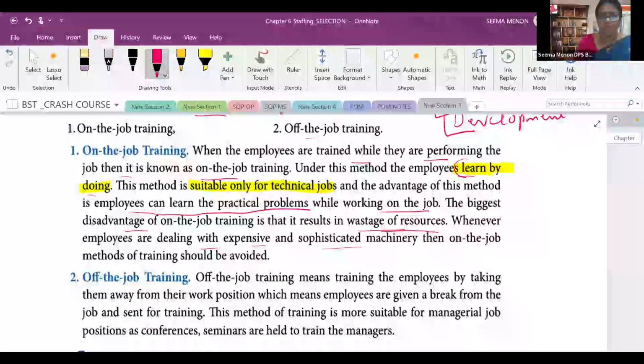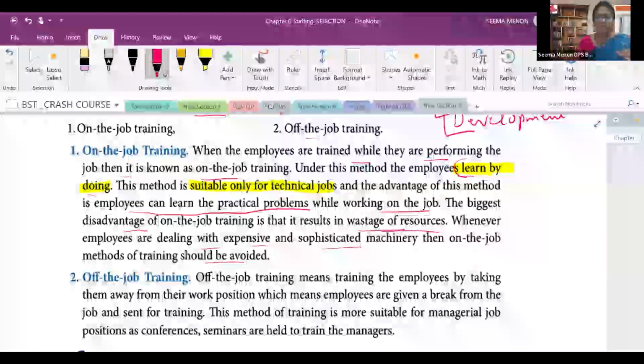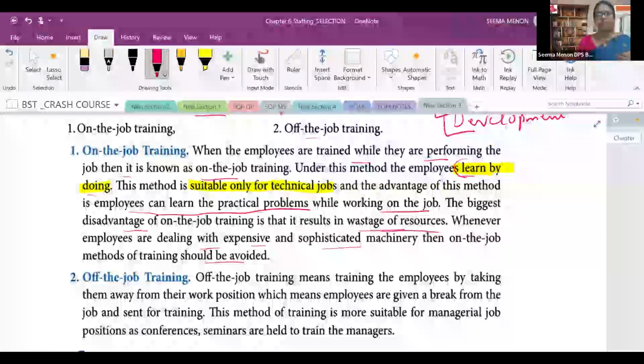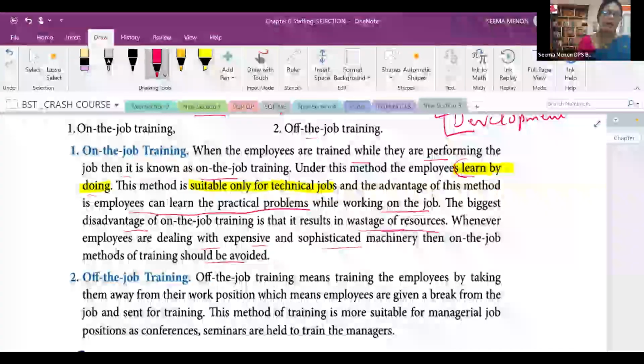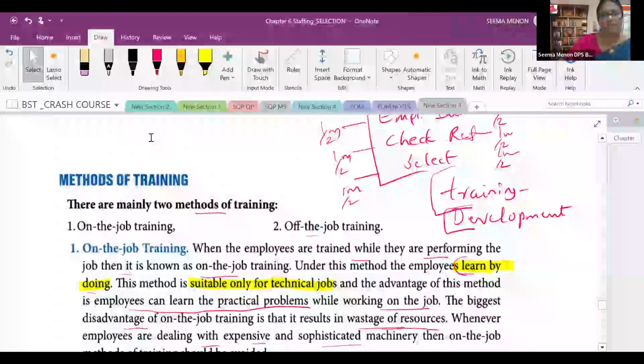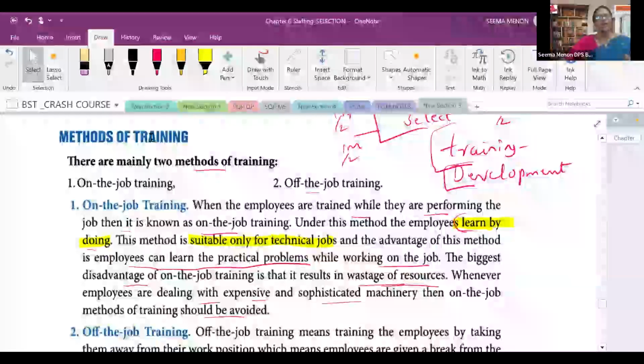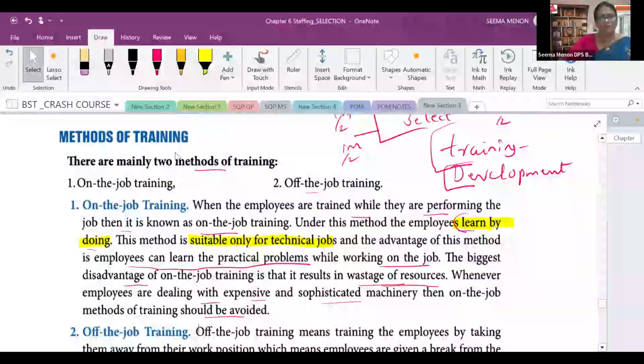Then the on the job training method should be avoided. There we have to avoid the on the job training method, because a sophisticated machine will get damaged, and its repair cost will be very high. So that should be avoided. We are discussing the types of training, where there are two methods or types of training.